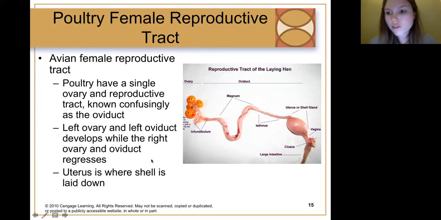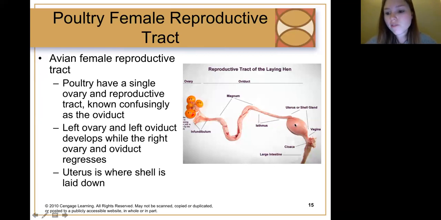So when poultry are developing, the left ovary and the left oviduct will develop while the right ovary and the right oviduct will regress. So they actually start off with two, but only the left side develops, so they end up with just one. That's an important difference to note. Like I said, you have the different parts that you can see on this picture. You have your follicles here that are going to be caught by the infundibulum and then transported through the oviduct. The magnum and the isthmus are just different parts of the oviduct, and different parts of egg production are going to happen in each of those.